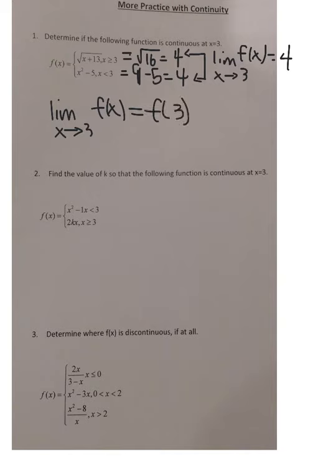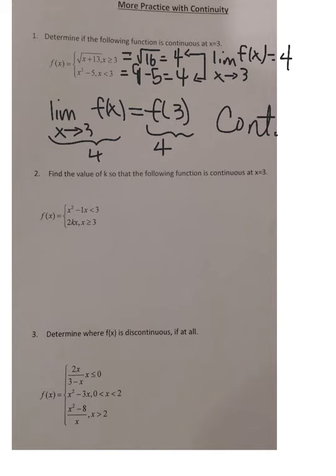Well, we already know right here that the limit as x approaches 3 is 4. So we know that this is 4 right here. And we also know that f of 3 is also 4 because here's x equals 3. And when we plugged in 3 here, we ended up getting 4. So then we can say that this function is continuous.